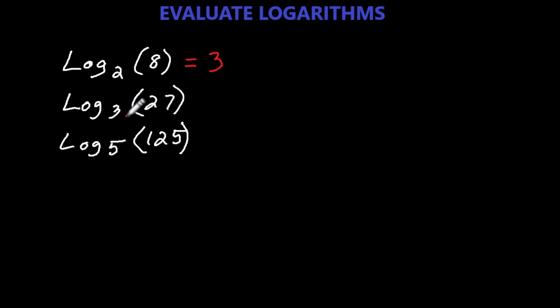For the next one, it's asking 3 raised to what power would give you 27, and 3 to the third power, 3 times 3 times 3, is 27. Here again, log base 5 is being raised to the third power in order to give you 125. 5 times 5 is 25, times another 5 is 125, so this is a 3.